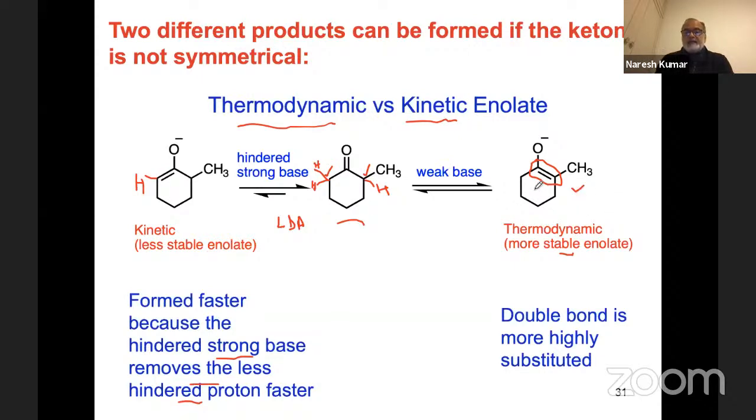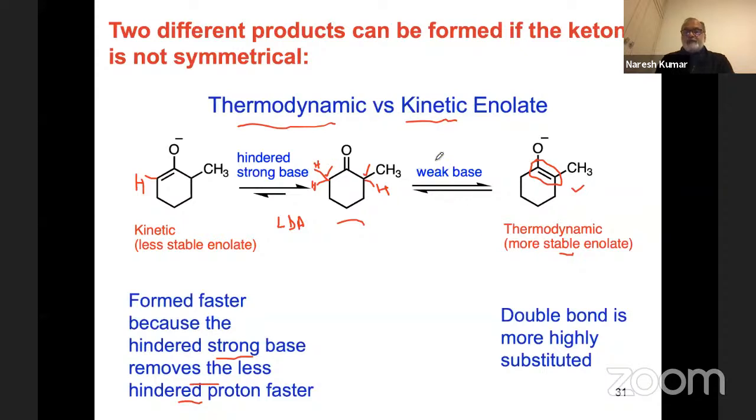On the other hand, if you look at this enolate here, which is more stable, the double bond is more highly substituted. So if you leave this kinetic product sitting around for a long time, you will find that slowly it will convert back to the thermodynamic product. That means you have to do this reaction fairly quickly to get the kinetic product. Otherwise, it will go towards the more stable form of the product.